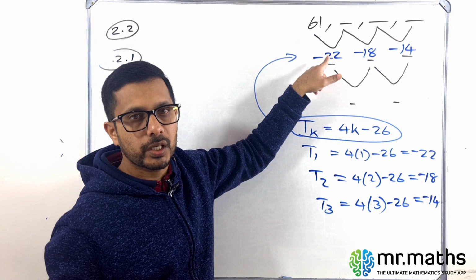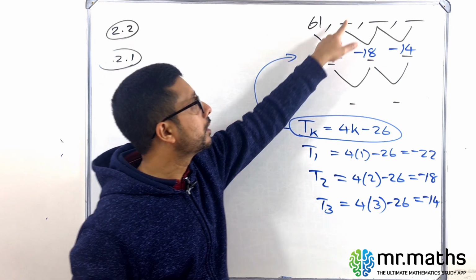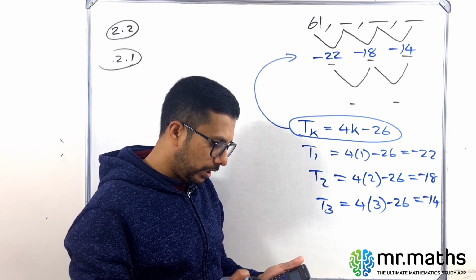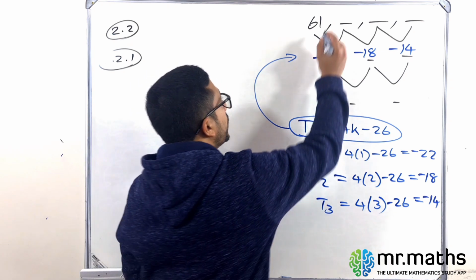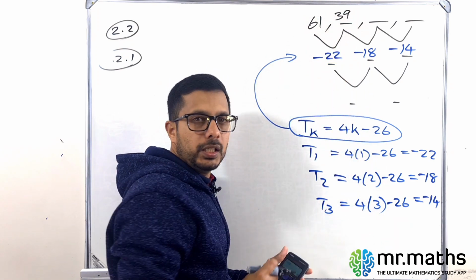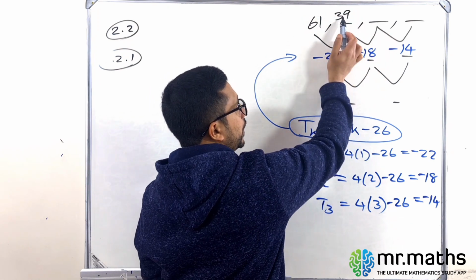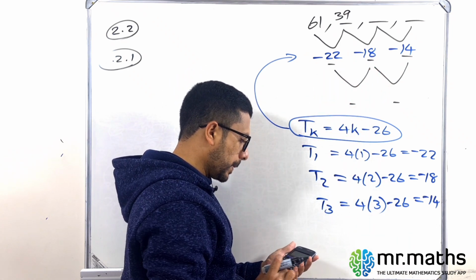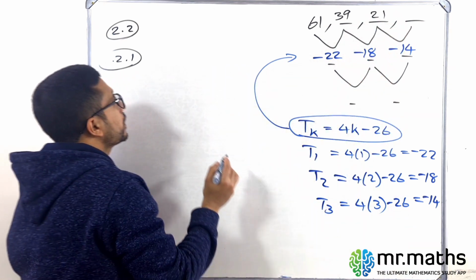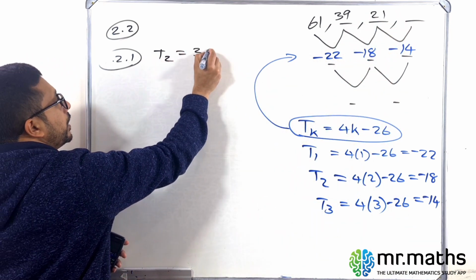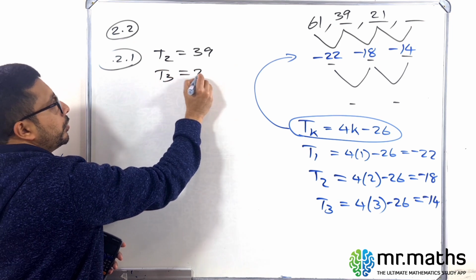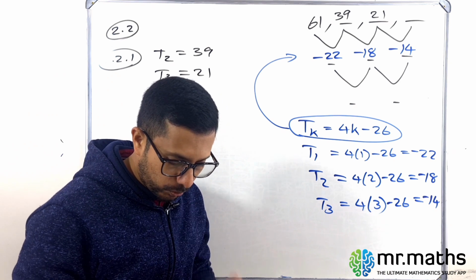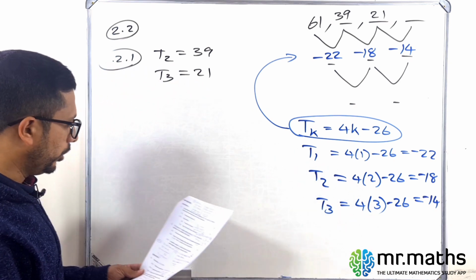This is the difference. So 61 minus 22, that is this one. Am I right? In your calculator check what is 61 minus 22, it is 39. So here the second term is 39. Then how can I find the third term? 39 minus 18, that is 21. So the second term is 39 and the third term is 21. You understand? So that is question number 2.2.1. Now let's move to the next question, 2.2.2.